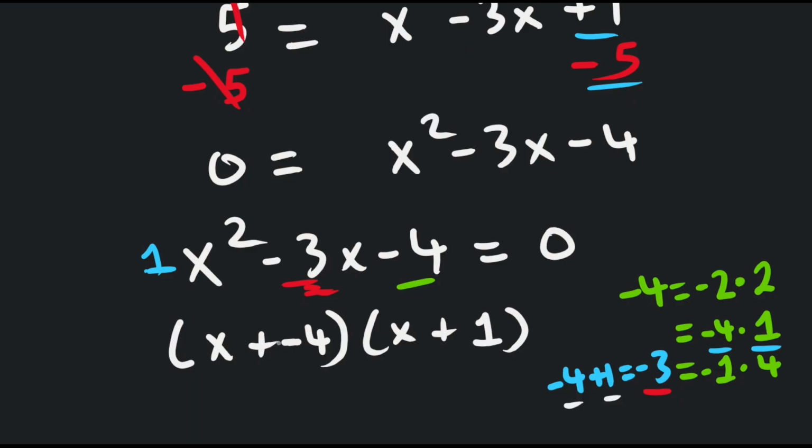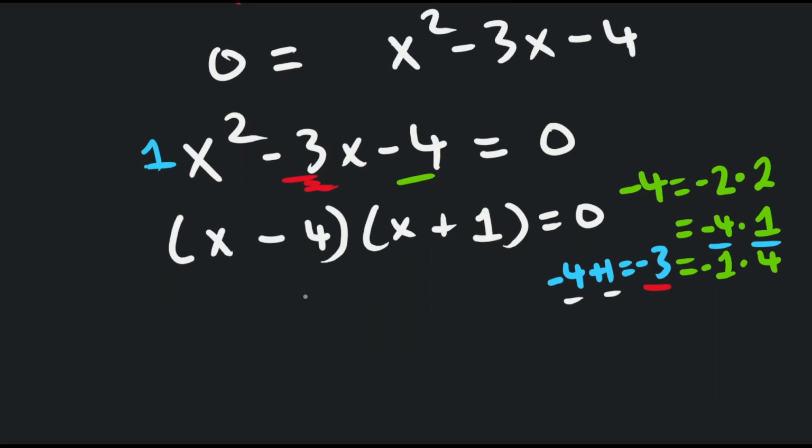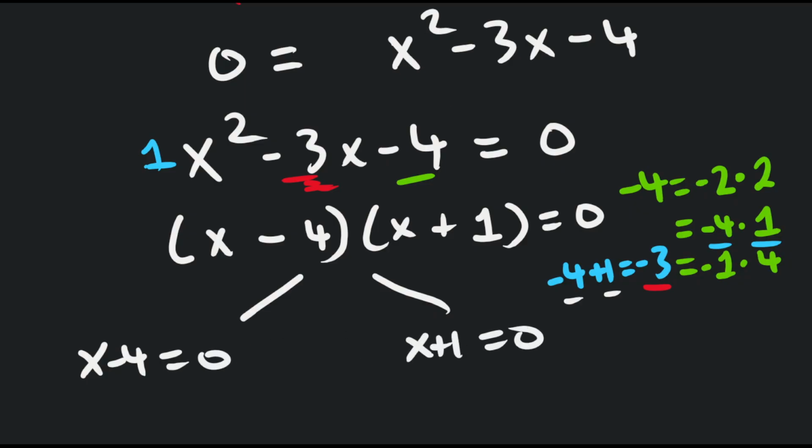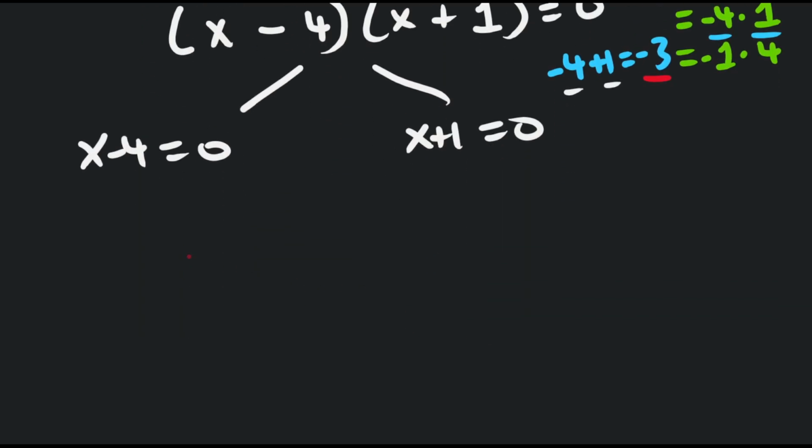And then x plus -4 is the same thing as x minus 4, and that all equals 0. Perfect, so we factored it. It equals 0. We can split this up into x minus 4 equals 0 and x plus 1 equals 0, and solve for x on both of these equations.